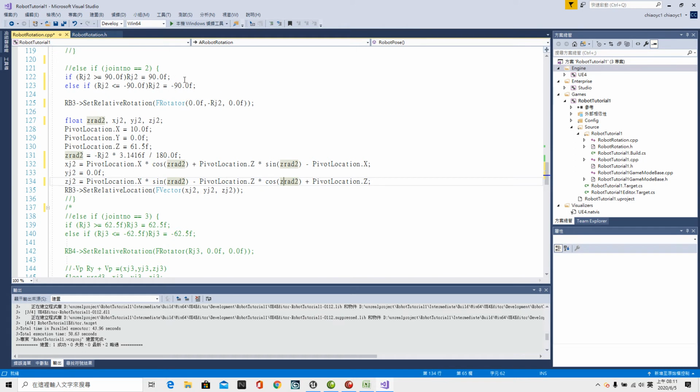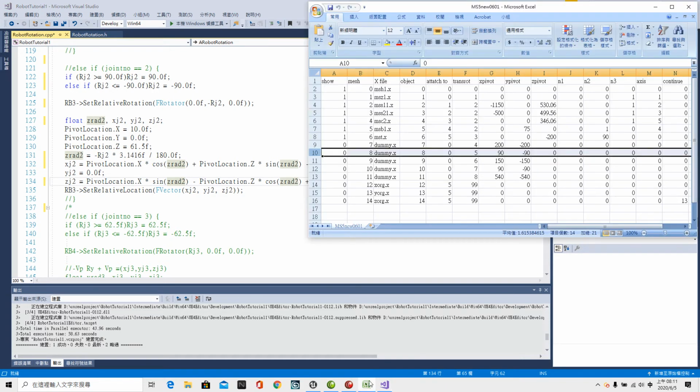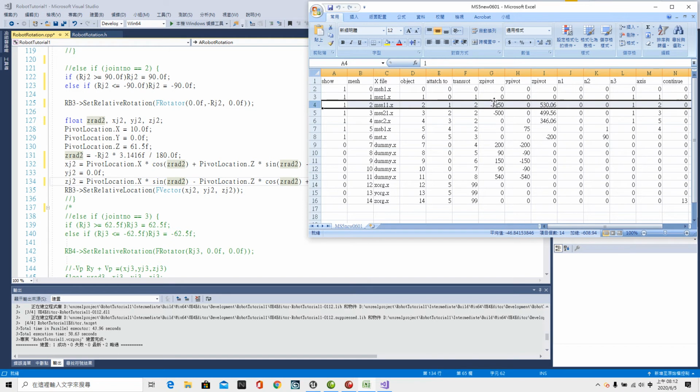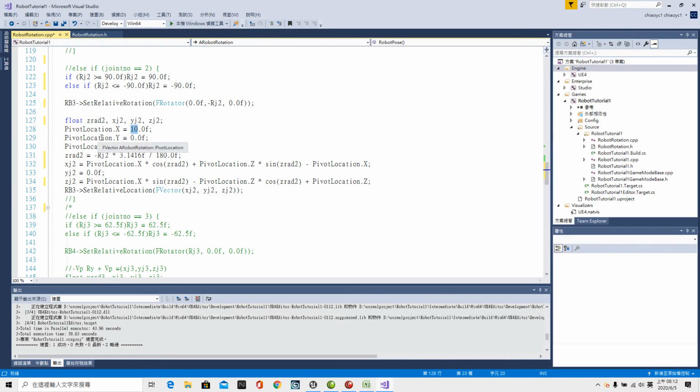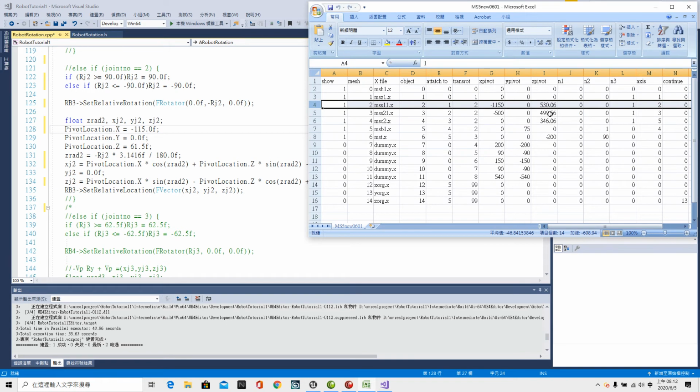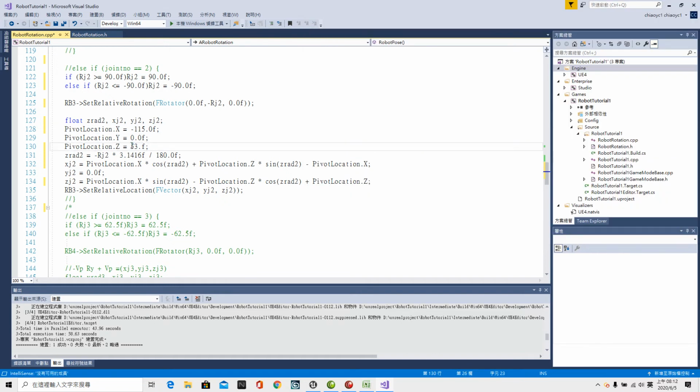After checking the upper and lower limits, next we want to change the pivot point according to the CSV table of CMS CAPP. For the second axis, the pivot is minus 115 centimeter. So in here, pivot location dot x equal to minus 115.0F. The y is 0. The z is 53.06F semicolon.